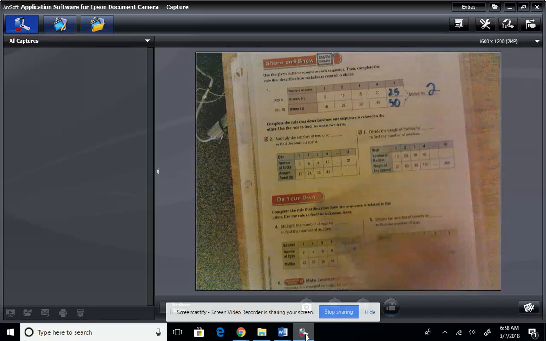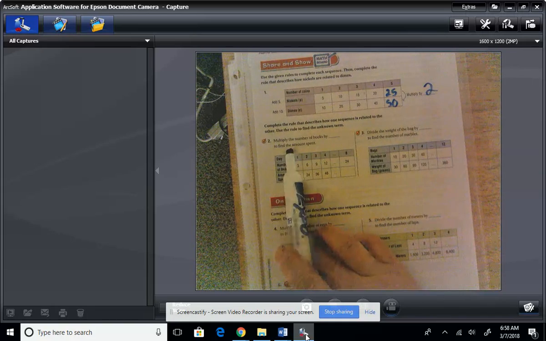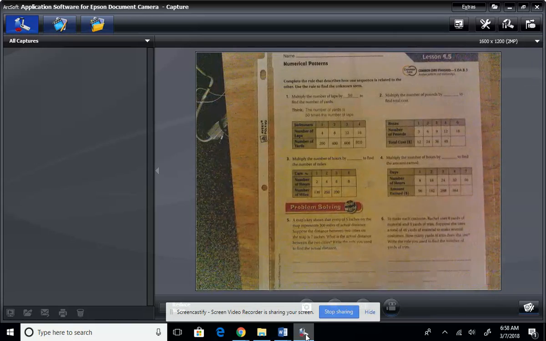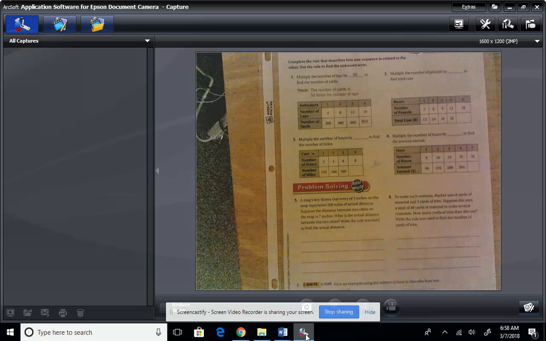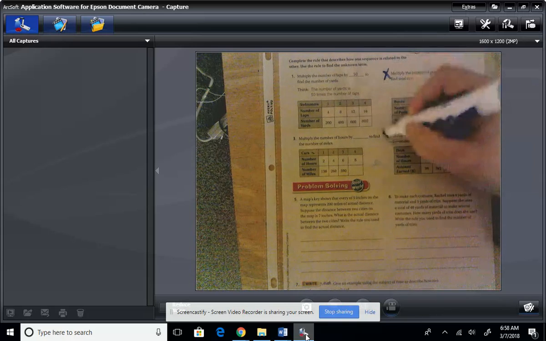So that wasn't real hard. Now do number 2 and number 3, number 4 and number 5. Skip the back. Let's do just the evens today on this and all of the back page.